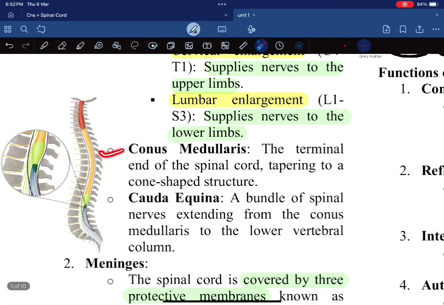And conus medullaris, the terminal end of the spinal cord tapering to a cone-shaped structure. Here it is a cone-shaped structure. And cauda equina: it is a bundle of spinal nerves extending from the conus medullaris to the lower vertebral column.